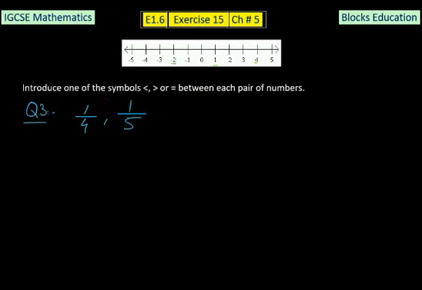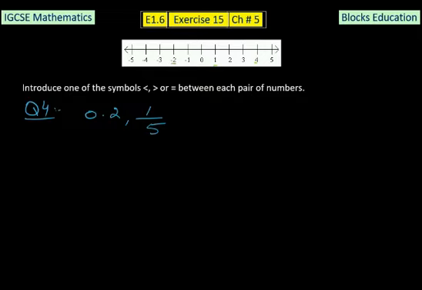In question number 3, the pair is 1/5 and 1/4, and as we have already discussed, in that case the numerators are the same, so the decision lies on the 4 and 5, which are the denominators. As you know, 4 is a smaller denominator than 5. It means 1/4 is greater than 1/5.